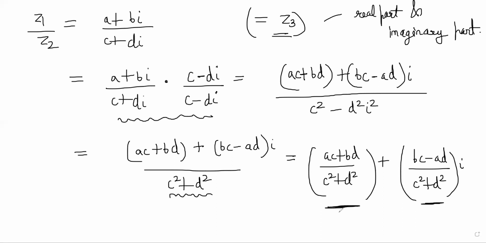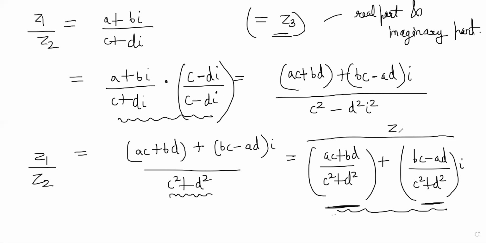A complex number always has to be represented as a combination of one real part plus I times another real number, which is the imaginary part. So we wanted to get it into this form, and that is what we have done by multiplying by the conjugate. So Z1 by Z2 is equal to this complex number, and this is your Z3.